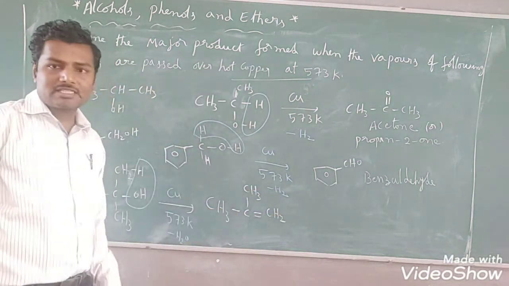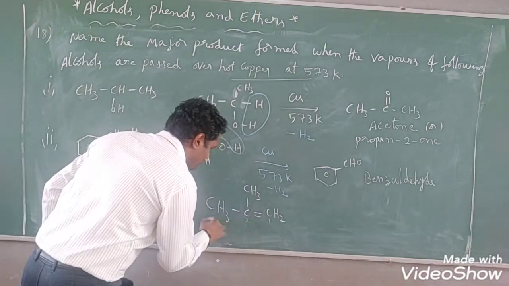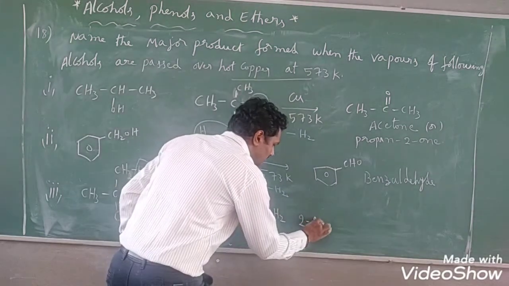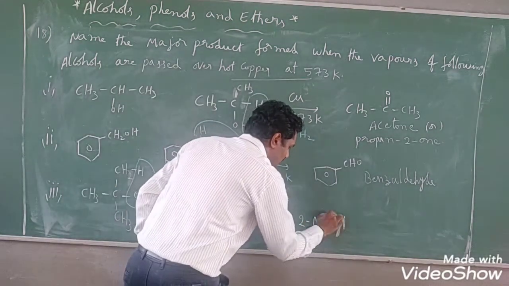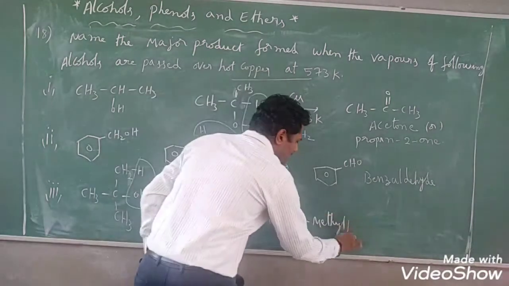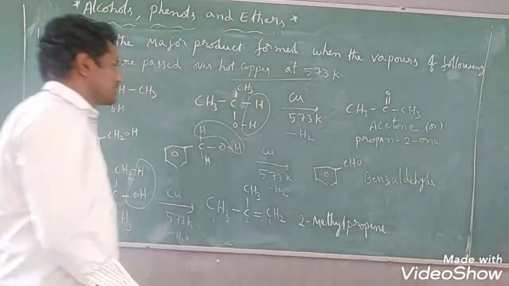Then what is the name of this compound, sir? You may ask the question here. So let us take 1, 2, 3. On the second carbon, a methyl is present, students. So that's right: 2-methylprop-1-ene. So 2-methylpropene is the correct answer as the major product you will get, right?